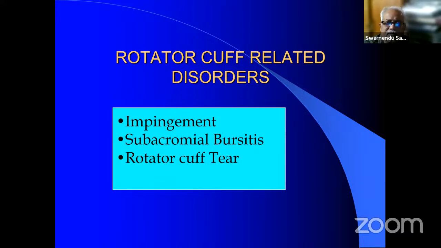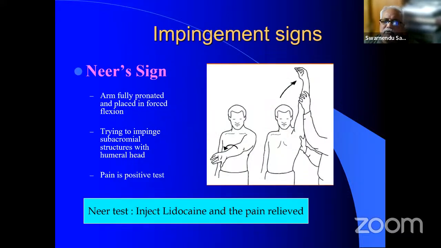Then rotator cuff related disorder. Either it can be impingement, then the subacromial bursitis, and the cuff tear. So I think we have to read properly what is the impingement sign. Charles Neer described this. The arm is fully pronated and placed in the forward flexion and trying to impinge the subacromial structure with the humeral head.